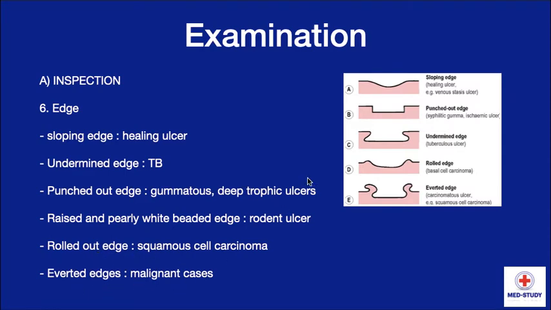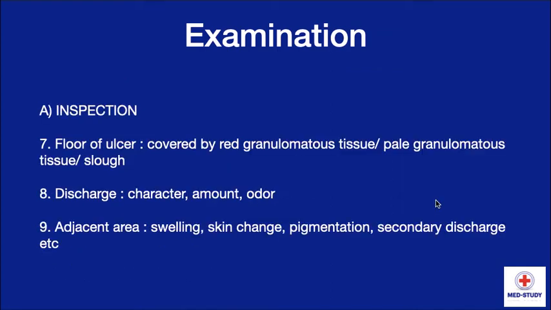rolled out edge as seen with squamous cell carcinoma, and everted edges as seen with malignant cases. This image shows sloping edge as seen with healing ulcer, punched out edge as seen with syphilitic gumma or ischemic ulcer, undermined edge as seen with tuberculous ulcer, rolled out edge as seen with basal cell carcinoma, and everted edge as seen with malignant cases.